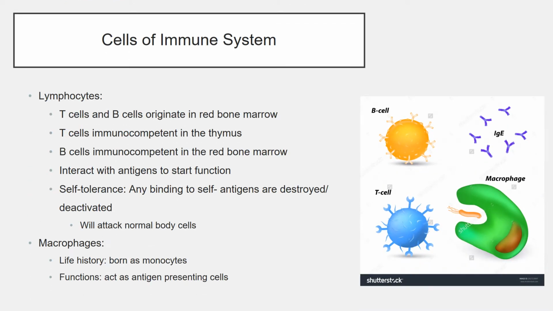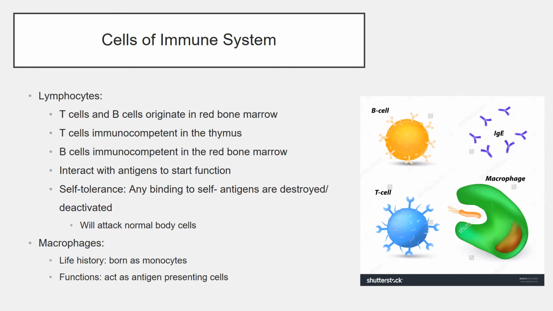Two types of lymphocytes are T cells and B cells. They all originate in red bone marrow. T cells become immunocompetent in the thymus, and B cells become immunocompetent in the red bone marrow. They interact with antigens to start a function, and have self-tolerance: any that bind to self-antigens are destroyed and deactivated, otherwise they will attack normal body cells.